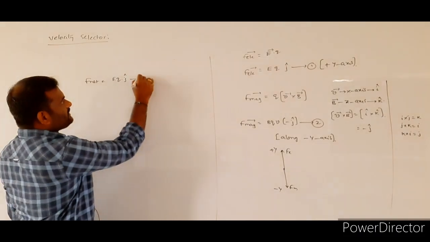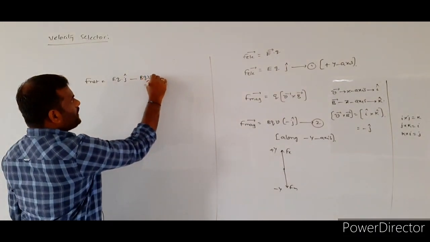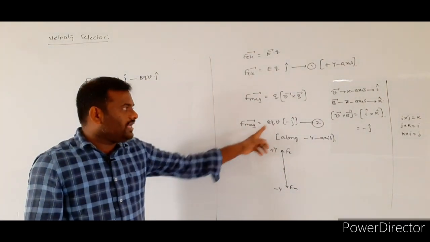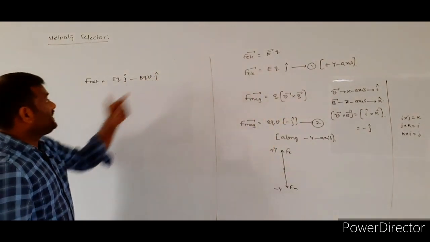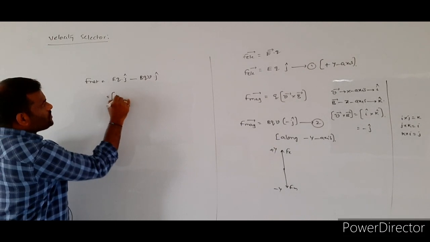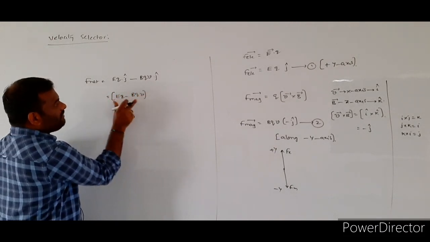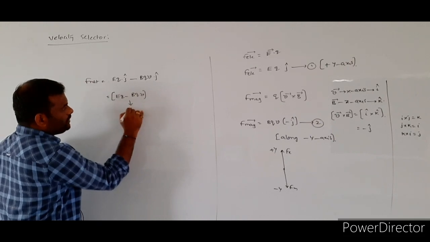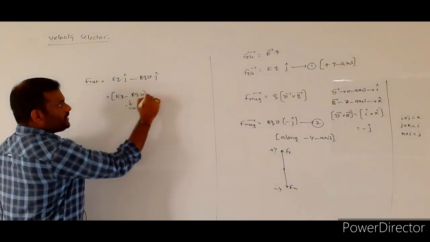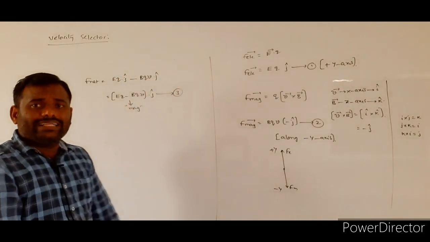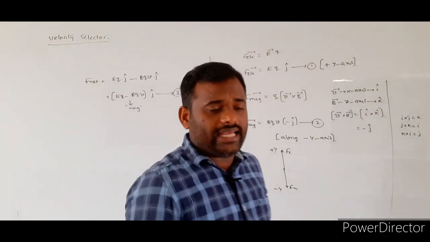And the second force is what? Minus BQV into J cap. EQ into J cap minus BQV into J cap. So here the J cap will be the common factor. So EQ minus BQV, this term will be indicating the magnitude. This term will be indicating what? Magnitude into J cap. So the equation number 3 is indicating what?